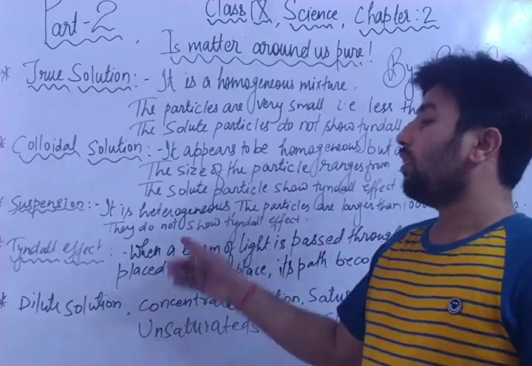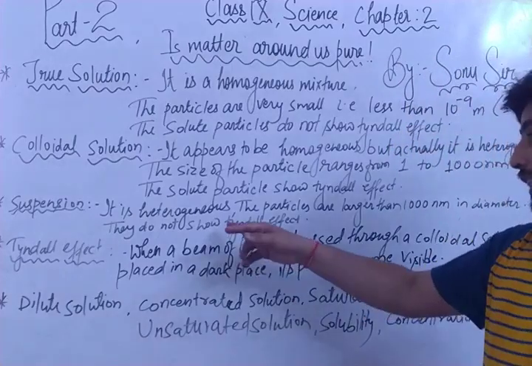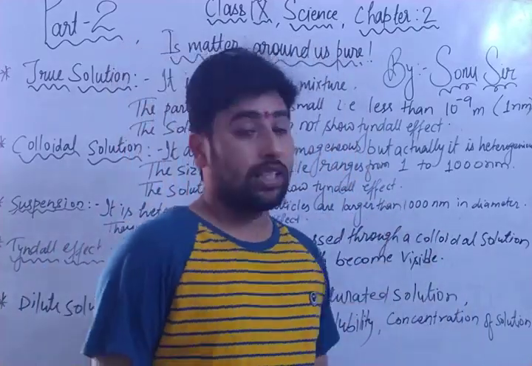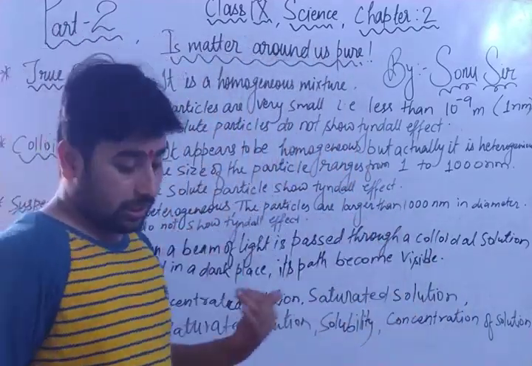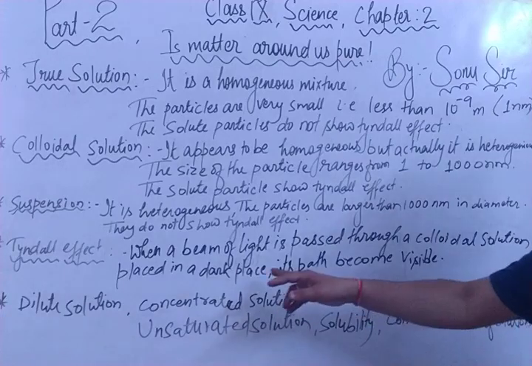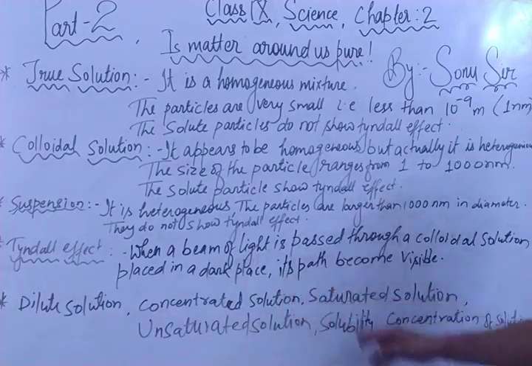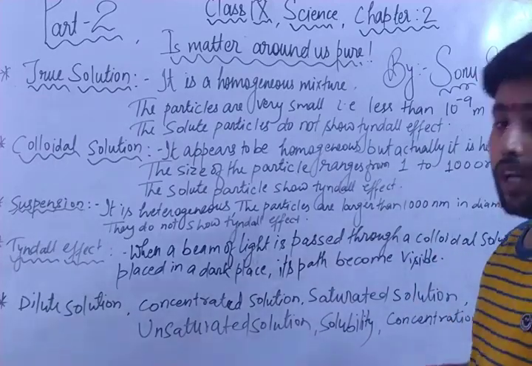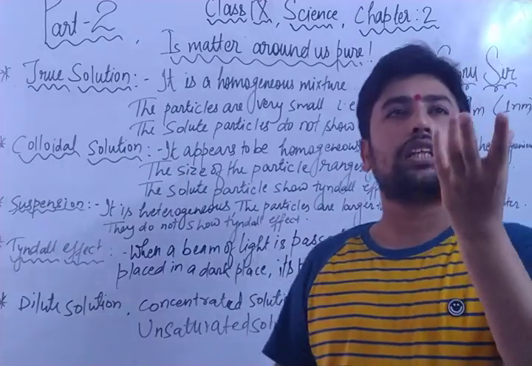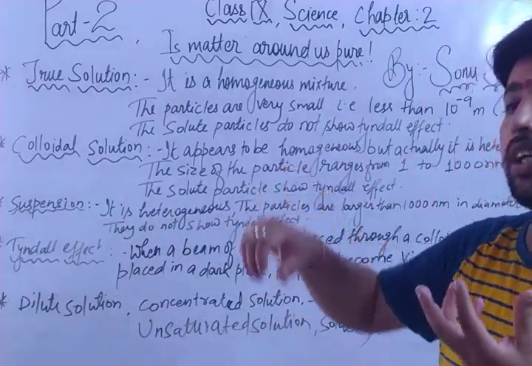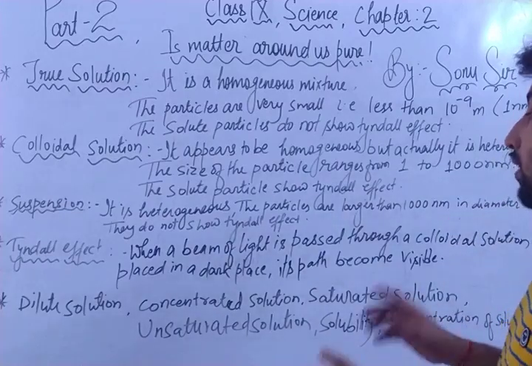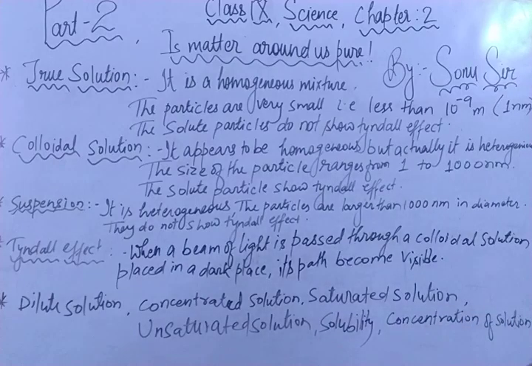The second part of heterogeneous mixture is suspension. It is heterogeneous, and the particles are larger than 1000 nanometer in diameter. These particles are larger than those of colloidal solution, and suspension does not show Tyndall effect. Now, what is Tyndall effect? When a beam of light is passed through a colloidal solution placed in a dark place, its path becomes visible. Suppose you are taking a solution in a transparent glass and you pass a beam of light from a torch. If the path is visible in that glass, that is called Tyndall effect.